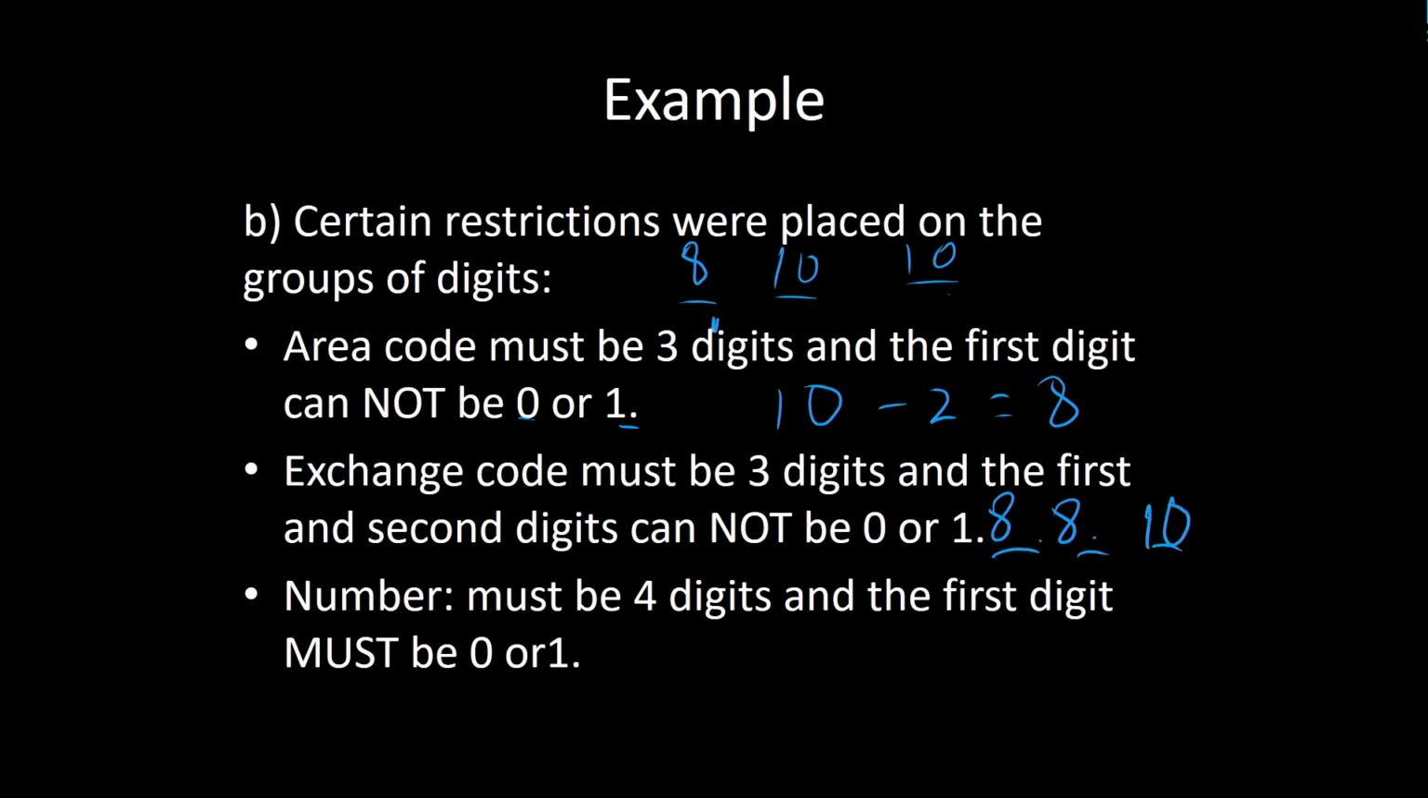Finally, the number itself must be 4 digits, which we know, 1, 2, 3, 4. And the first digit has to be 0 or 1. So the only possibilities here are 0 or 1 and 0 or 1. And then there's no restriction here. So let's talk about these two. 0, 1, 0, 1 here. That means you've only got 2 options for position 1, 2 options for position 2, and then position 3 and 4 can be 10 times 10.